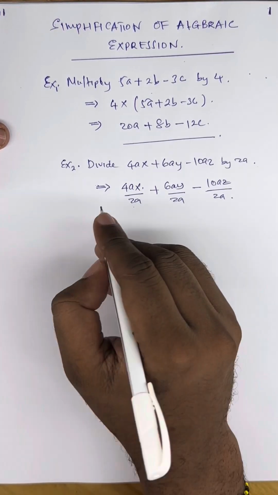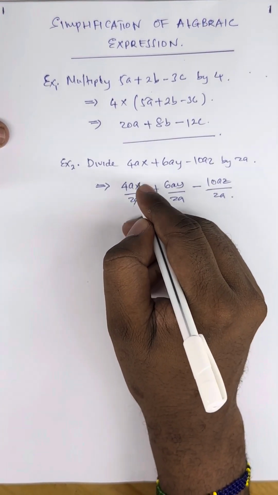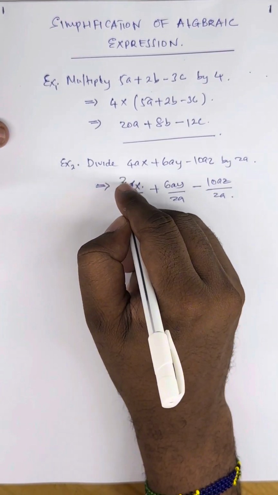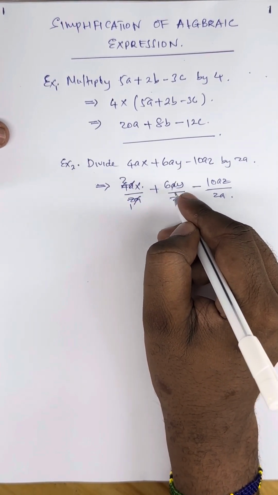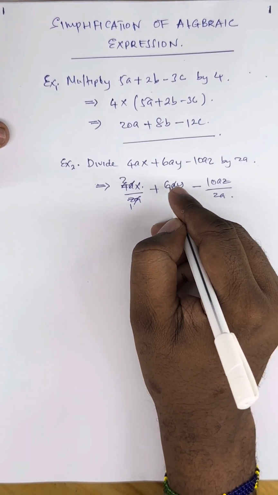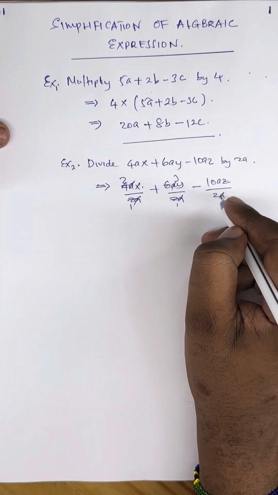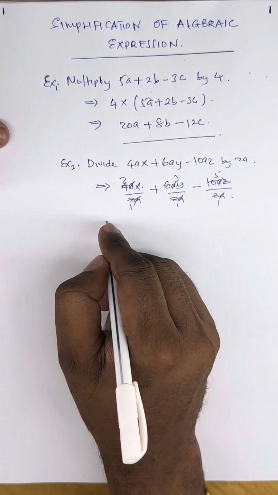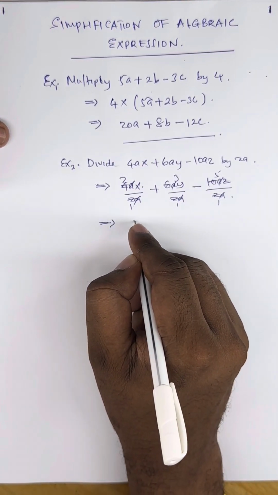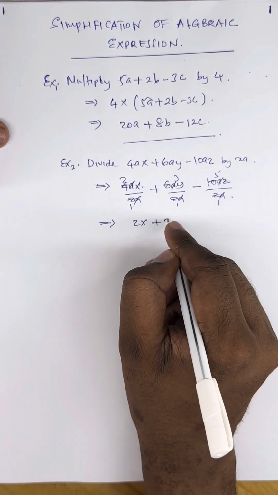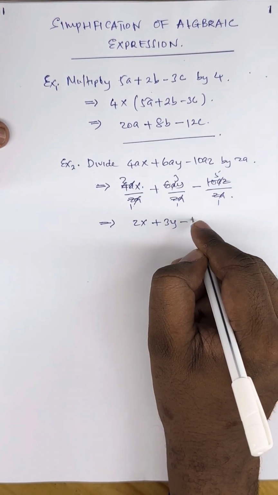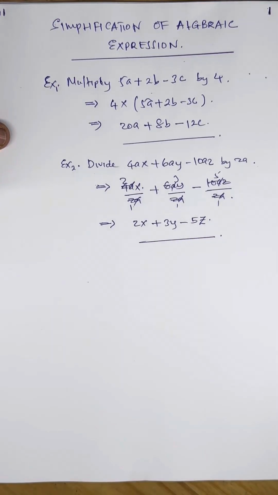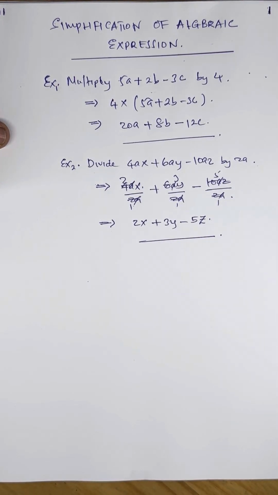Are we together? If you divide by 2a, it means a and a go away. 4 divided by 2 is 2. 6 divided by 2 is 3. 10 divided by 2 is 5. The a and a go away each time. So your final answer has to be 2x plus 3y minus 5z. Okay, let's look at one more example.